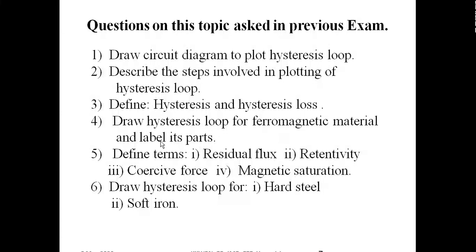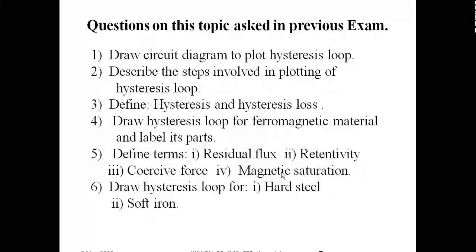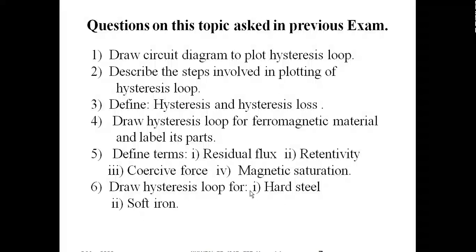You have to mark the points of residual magnetism in the positive and negative directions, coercive force in the positive and negative directions, and saturation points. Define the terms residual flux, retentivity, coercive force, and magnetic saturation that we have studied in the previous slide. Draw the hysteresis loop for hard steel and soft iron. I have already described that the loop with the larger area will be of hard steel, and the loop with the less hysteresis loop area will be of soft iron.